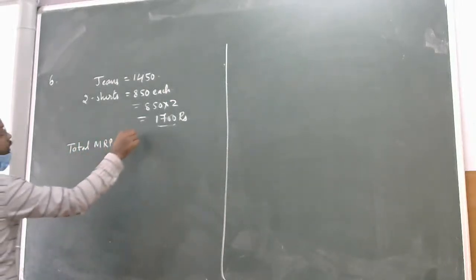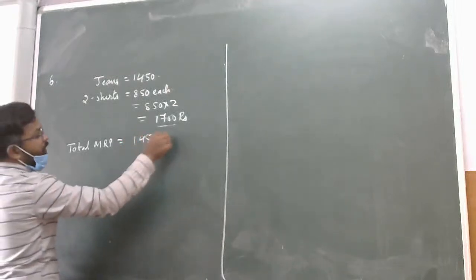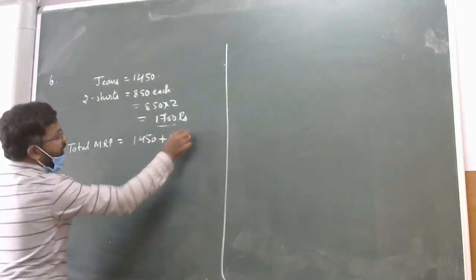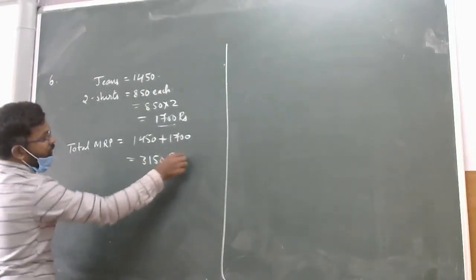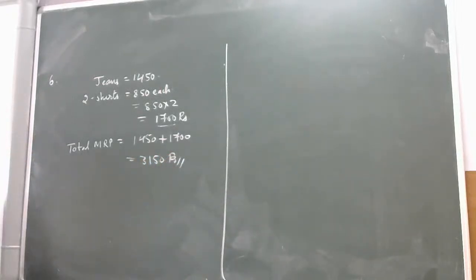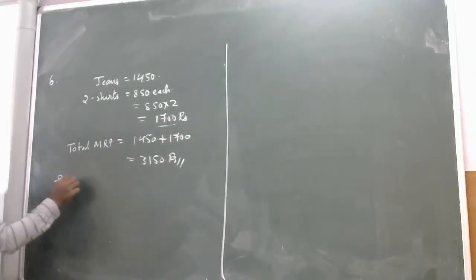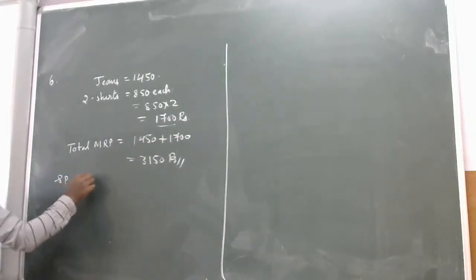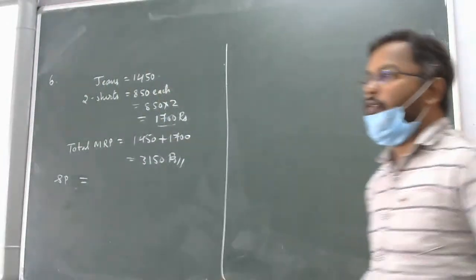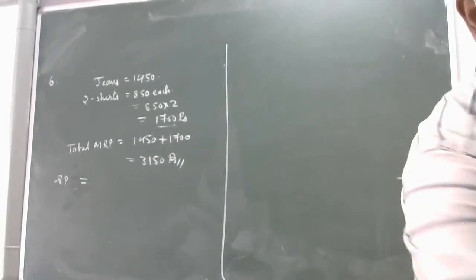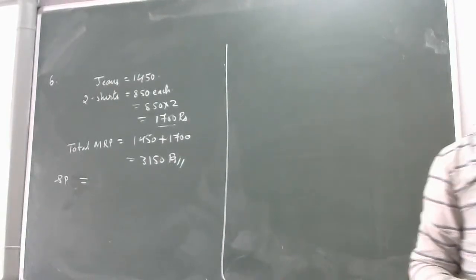3,150. 1,450 plus 1,700, 3,150 rupees. So this is the MRP. Now you have to find the selling price. So what is the formula whenever they are given discount? Sir, from MRP we have to take out discount, then we will get the selling price.